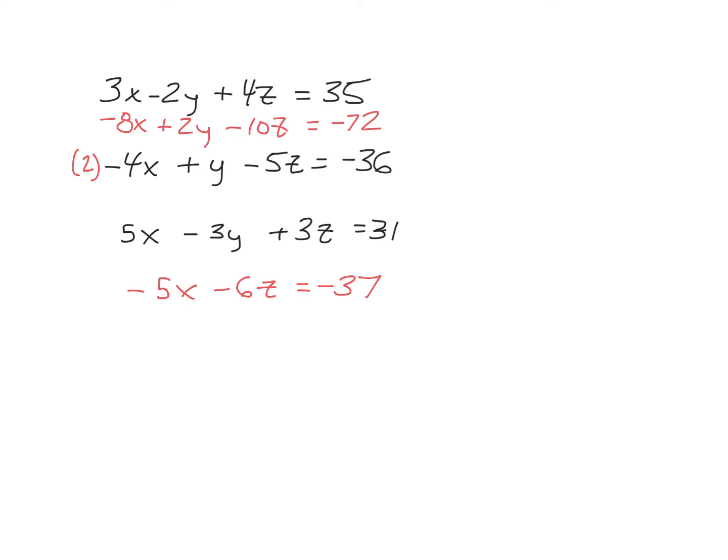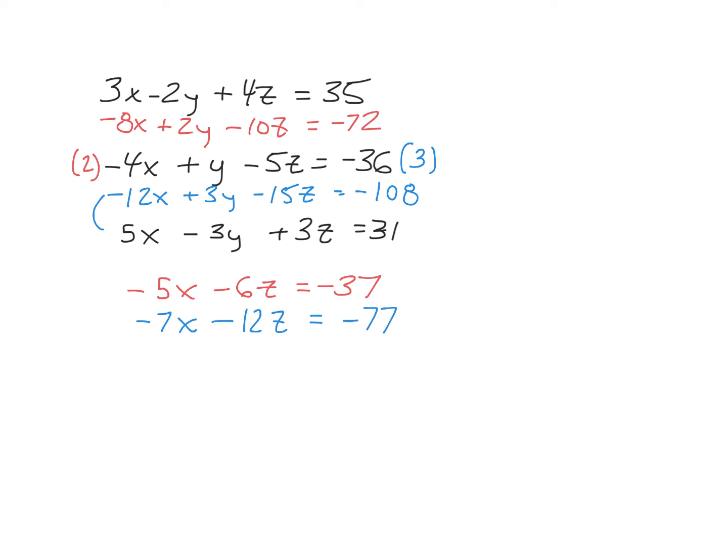Now, we do need to eliminate that variable again, and what I'm going to do is multiply this middle equation by a +3, eliminating that with the last equation. And then adding these two, I'd have -7x minus 12z is equal to a -77. So now I have turned this 3 variable into 2 equations and 2 variables.